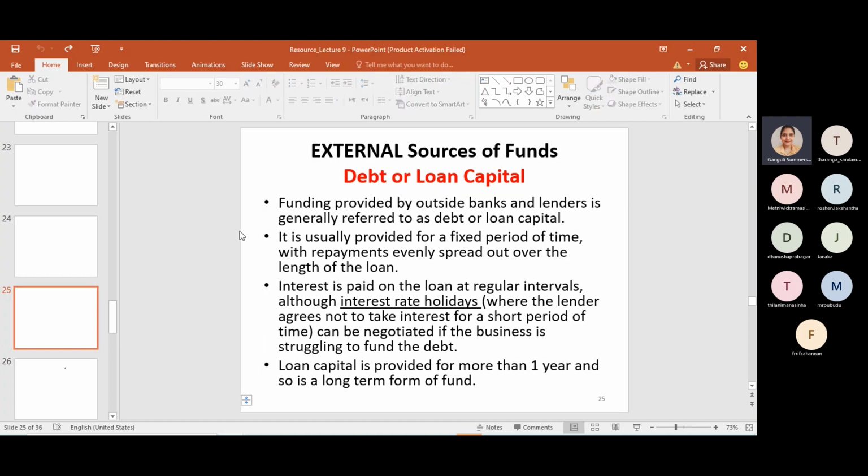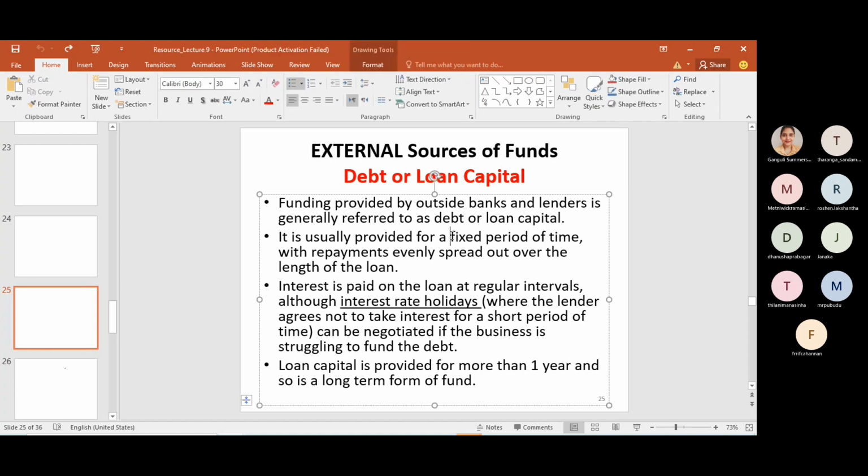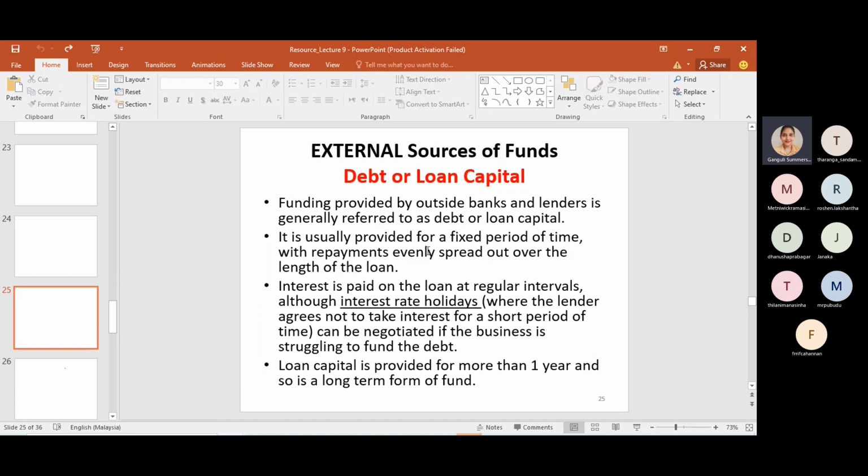Okay, so this money is provided for a fixed period of time, with repayments evenly spread out over the length of the loan. When a bank gives you a loan, it is for a fixed period of time, maybe 1 year, 2 years, or 3 years. The bank gives it only for a fixed period, and there will be repayments evenly spread out over the length of the loan.